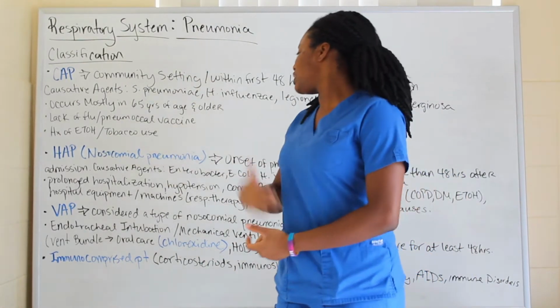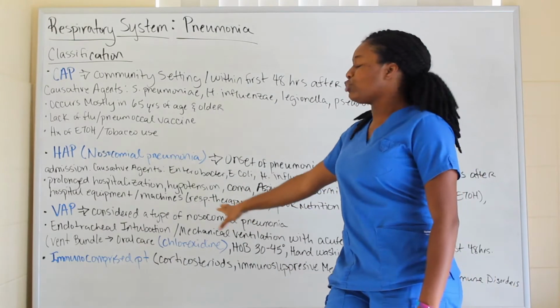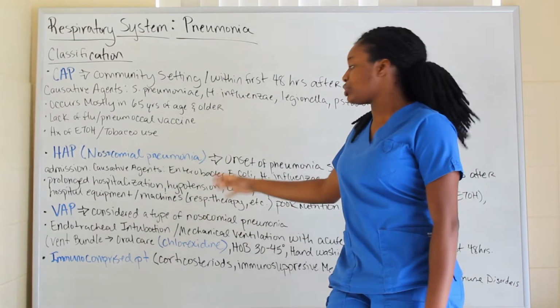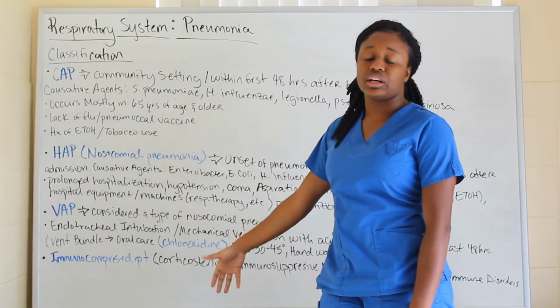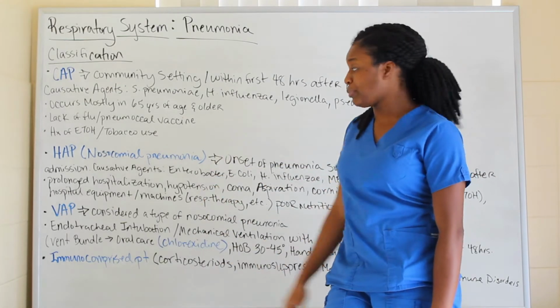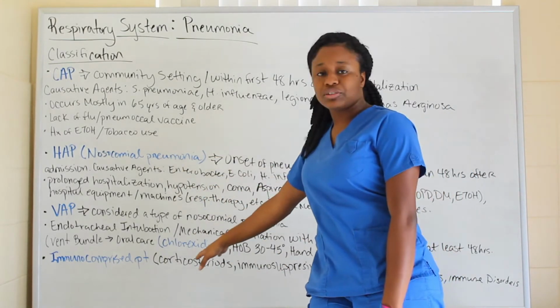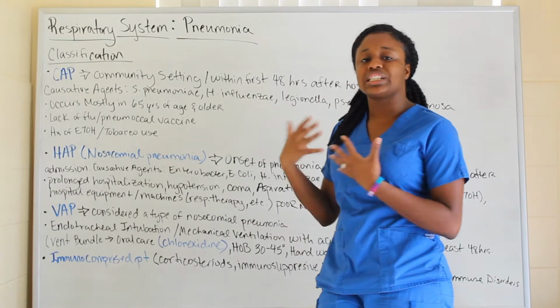VAP, right, is considered a type of nosocomial pneumonia. So this is something that can occur in the hospital. It is almost in the same category, but it stands on its own.